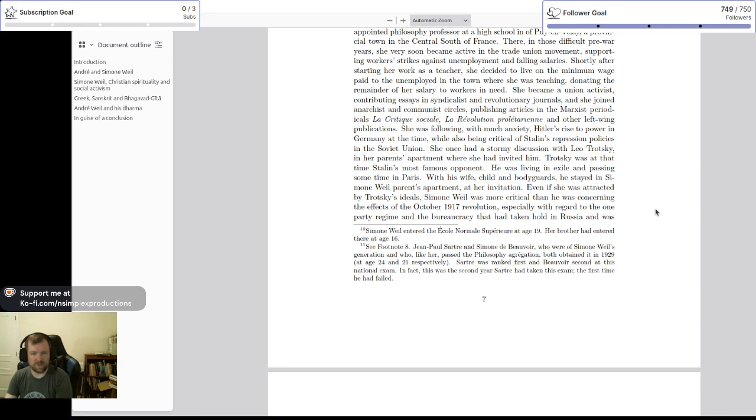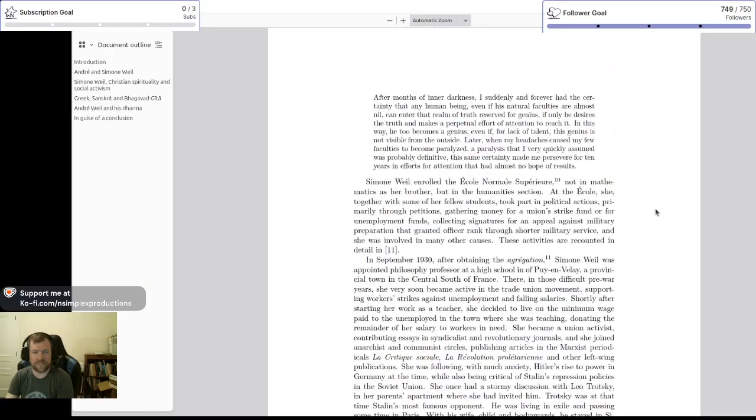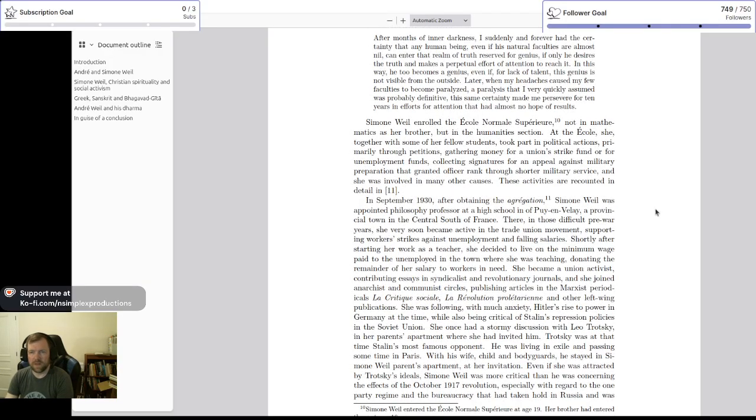Simone entered École Normale Supérieure at age 19. Her brother had entered at age 16. Not in mathematics as her brother, but in the humanities section.